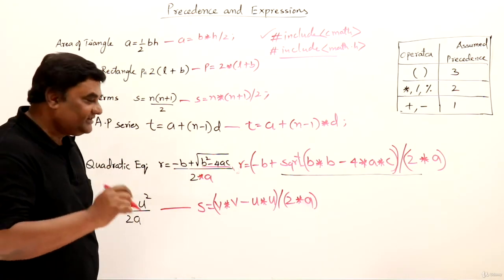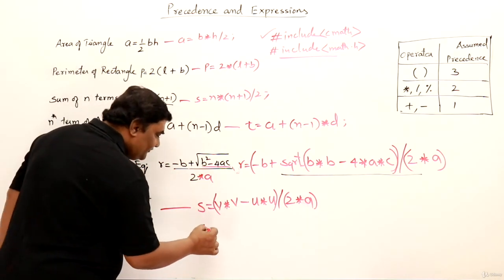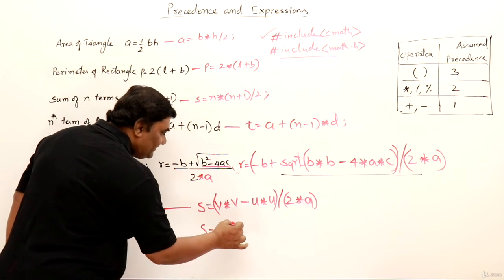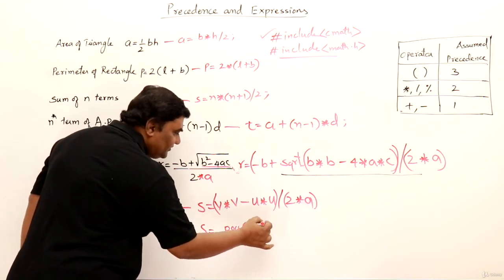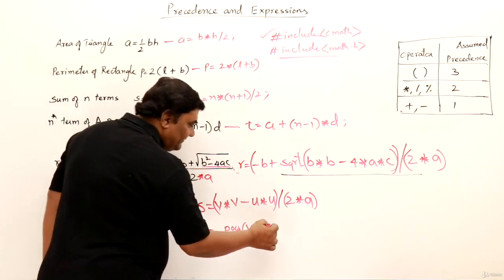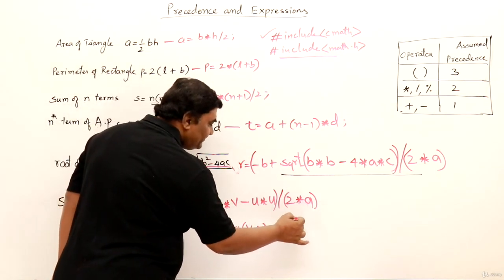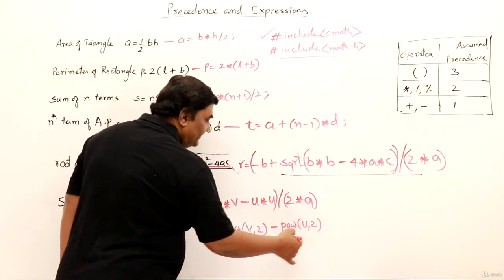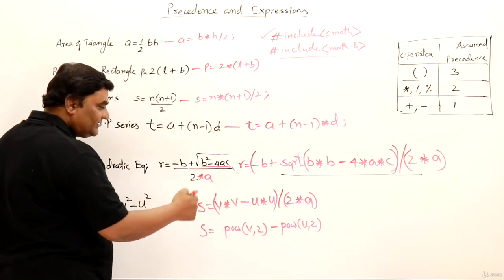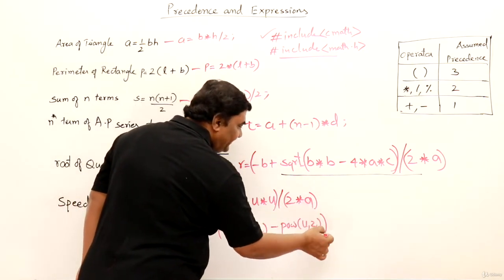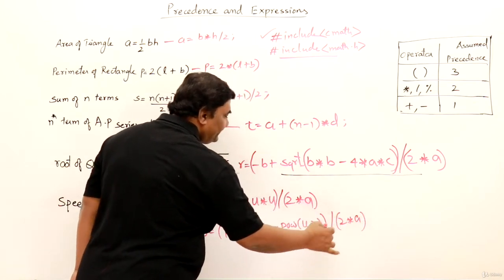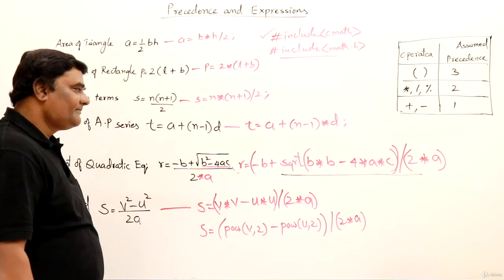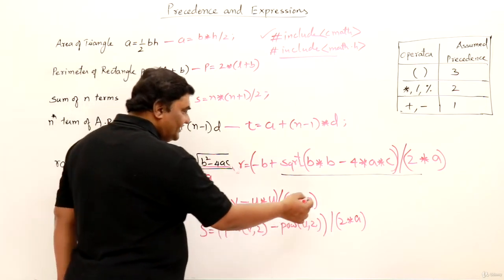The next, one more method we have. I told you that we can use the power function. So use the power function. pow is the function. pow(v, 2) is v square, minus power function pow(u, 2), this is u square. Then this whole thing should be divided by 2 as well as a multiplied with it. So that should be in brackets. So this is how you can write the formulas.